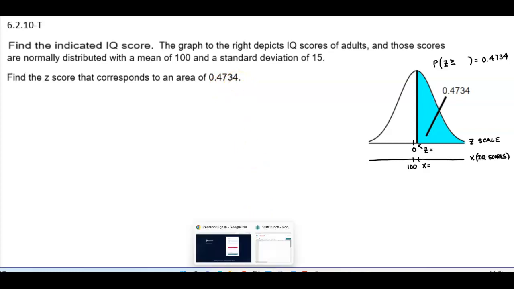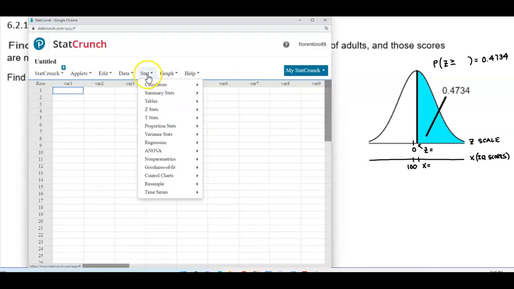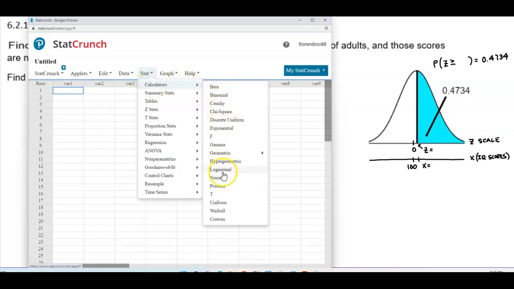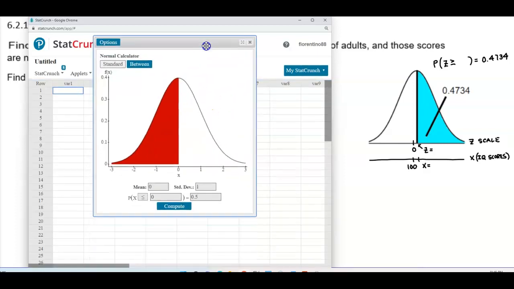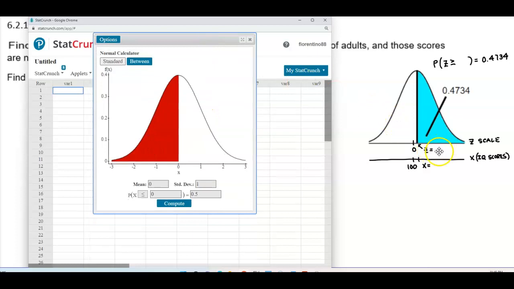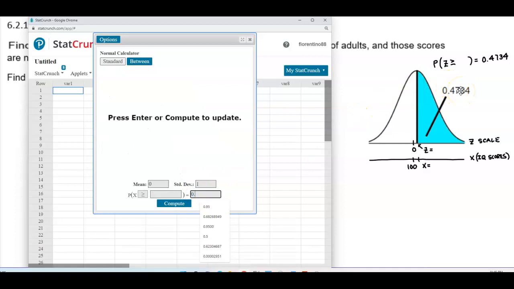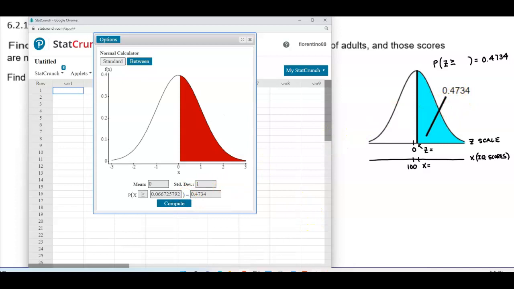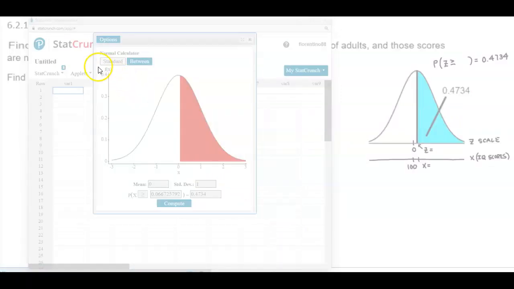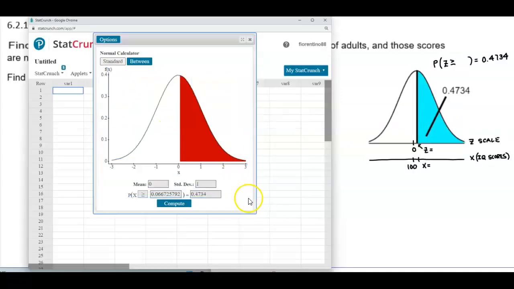So the first thing we're going to do is open up StatCrunch. We're going to go to Stat, Calculators, and scroll all the way down to Normal. And then here, since we want a z-score, we want to make sure that this inequality first says greater than or equal to. And then we want to put here on the right, since we know the mean is 0 and the standard deviation is 1, the area of 0.4734 and then select Compute. And then we're going to copy this and take a look at the z-score that we get.